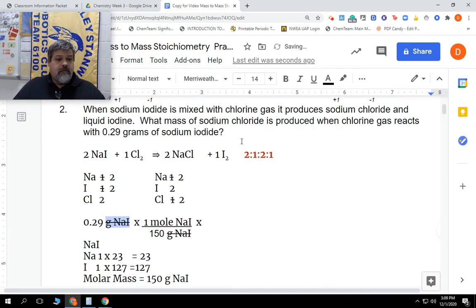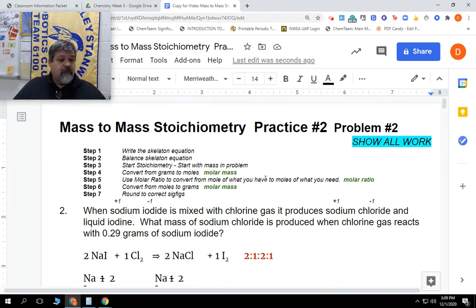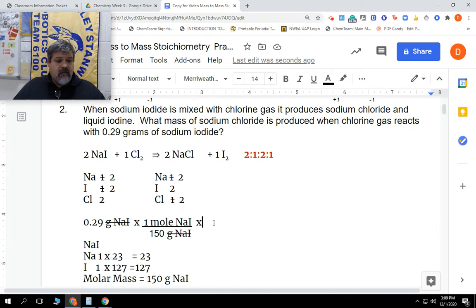Now my next step, if I go back up to here, it says I need to use the molar ratio to convert from moles of one substance to moles of another. So I'll go back down over here, and I'm going to put my line. But what I'm going to have moles of right down here. So how many moles do I have of sodium iodide? I have 2. So on the bottom, I'm going to put down 2 moles of NaI, and on the top, we're changing that to the one that we're asking for.